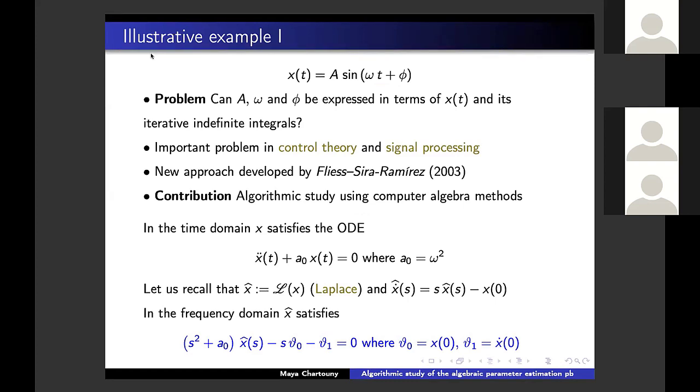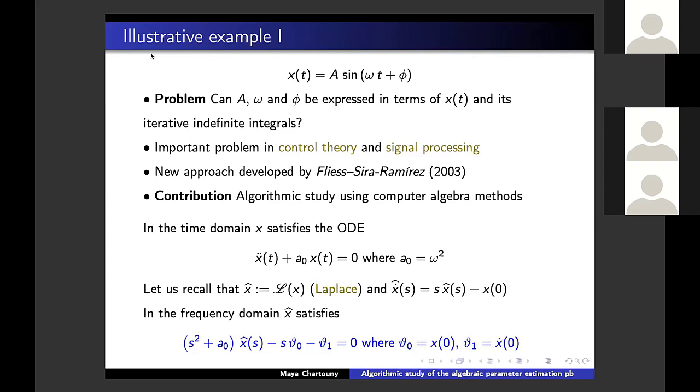This is a problem that has been studied for a long time in control theory and signal processing, and there are a lot of methods that deal with this problem, but we have treated the new approach developed by Fliess and Sira-Ramírez in 2003, and our contribution is the algorithmic study using computer algebra methods.